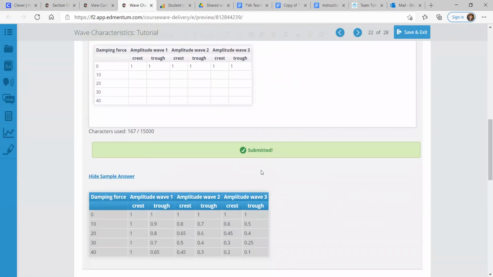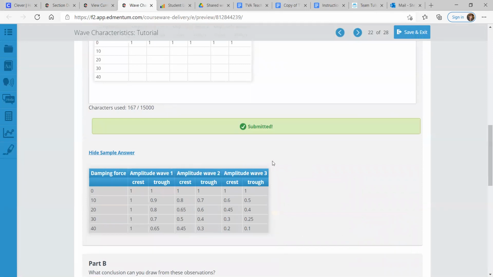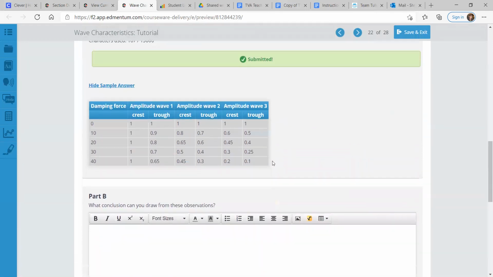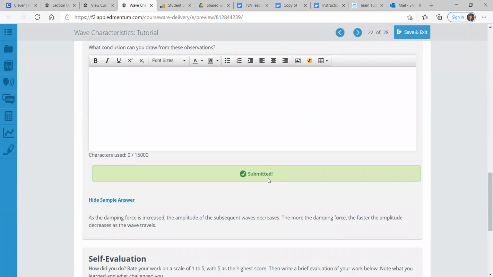So I'll show you the answers to that. You're messing with the damping force and measuring the amplitude of waves. And what is the conclusion? Well, you're introduced to the idea of a damping force. If you increase that damping force, the amplitude of the next waves decreases. And the more damping force there is, the faster the amplitude decreases as the wave travels. So waves may be initially very high, and then energy is lost over time due to a damping force.